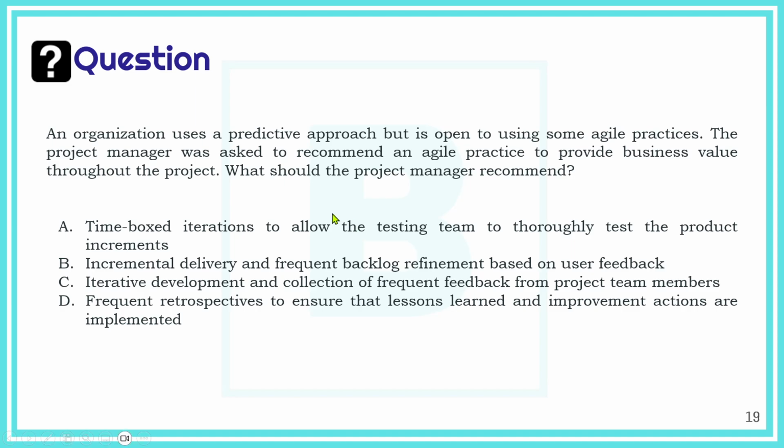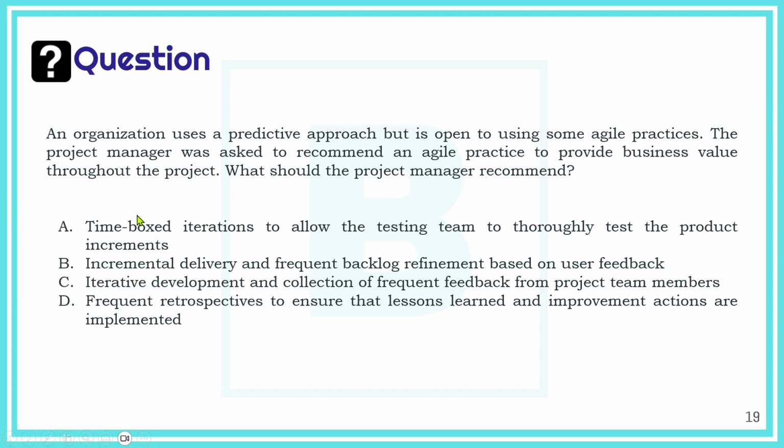What's the key word here? The key word is business value. Now, we're using a predictive approach, but we would like to use agile. And that happens a lot in the PMP exam, like transitioning from predictive to agile. So here we would like to have an agile practice which focuses on providing business value throughout the project, with multiple deliveries of value.